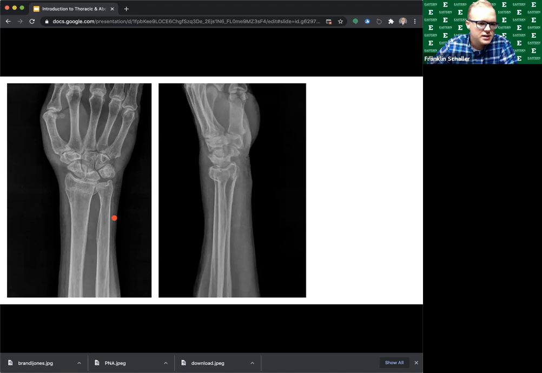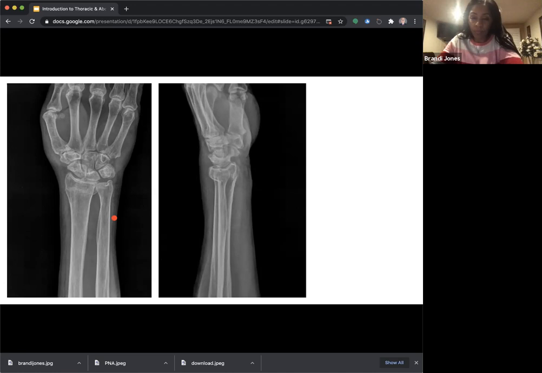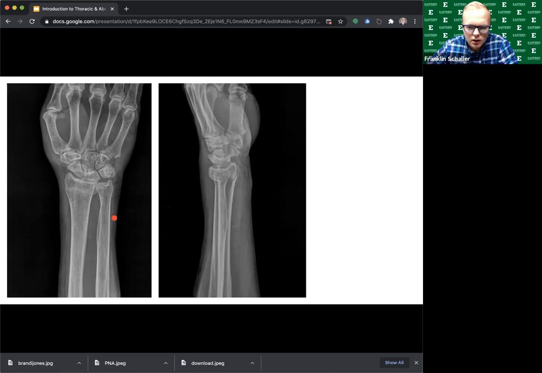So, 66-year-old female slipped and fell, is complaining of right wrist pain. And on exam, you're noticing there's tenderness to the anatomical snuff box and the right distal radius. There's mild edema noted there as well, but the remaining right upper extremity exam is normal. Are you guys seeing anything unusual with this x-ray on either view?